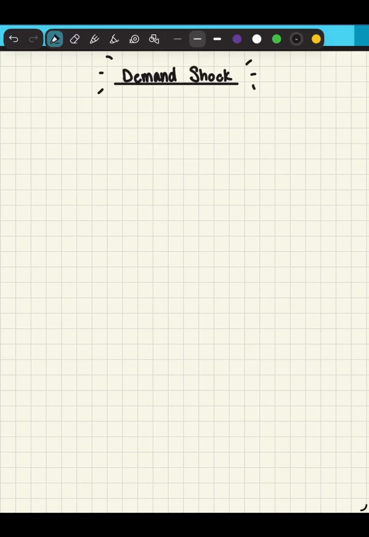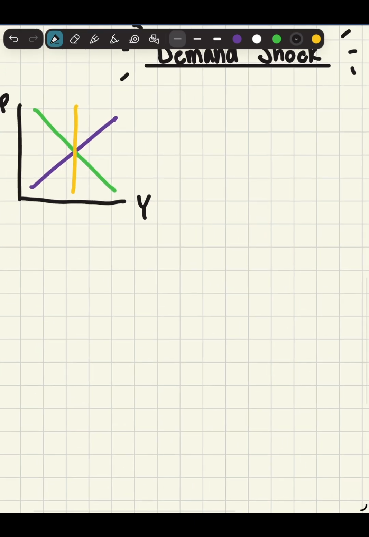Today I'm going to be doing an example of a positive demand shock. So first we need to draw our graph. It's the AD-AS model. We're going to label the y-axis with P and the x-axis with Y. Then we need to draw our three lines.